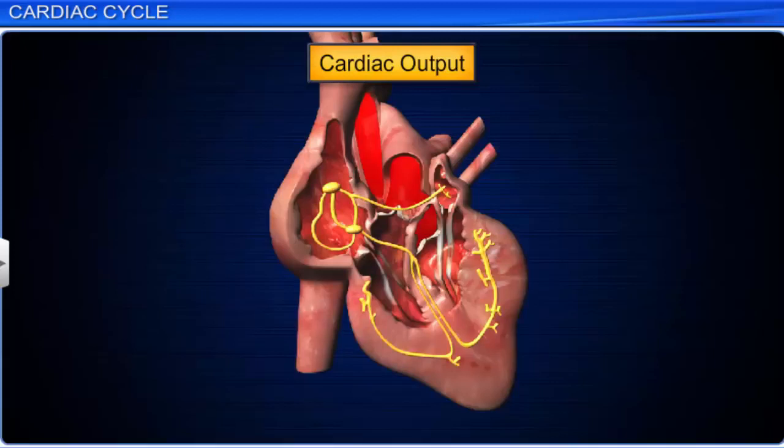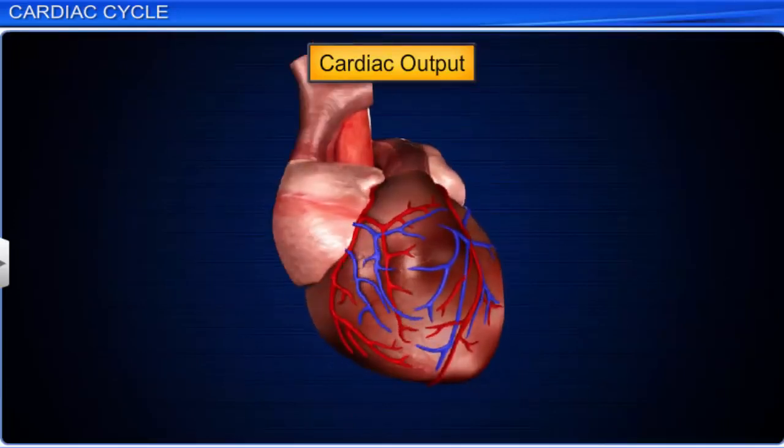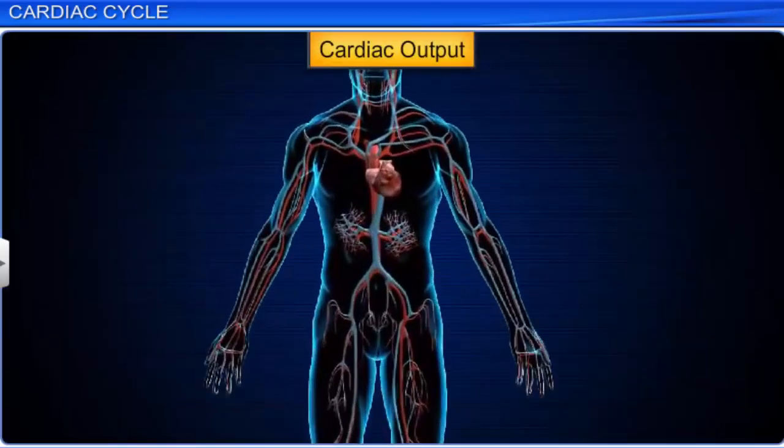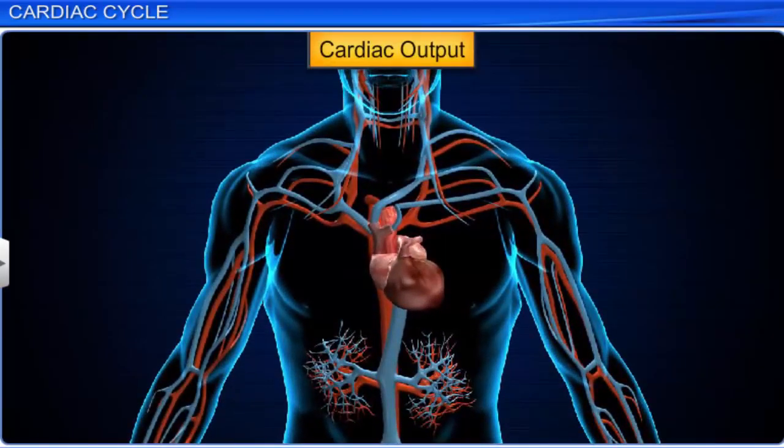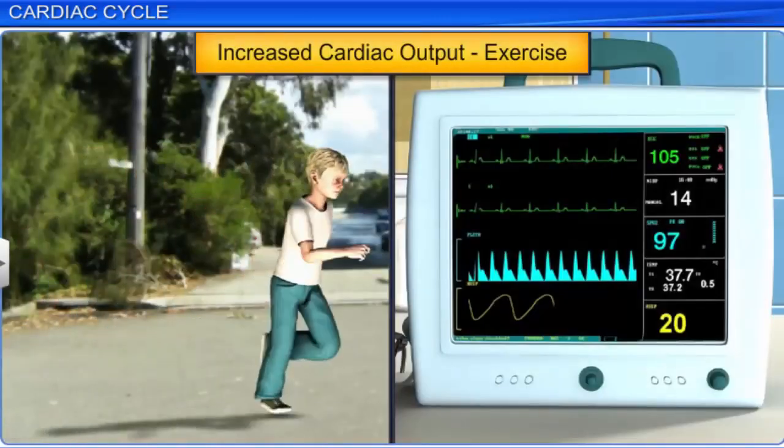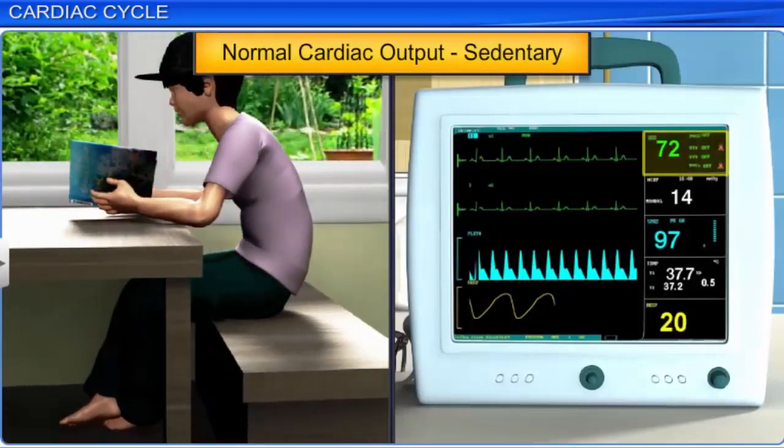Normally, each ventricle can pump around 70 milliliters of blood per minute, which is also called the stroke volume. So, cardiac output equals the product of the stroke volume and the number of beats per minute. In a healthy individual, the cardiac output is 5 liters per minute. But our body has the ability to increase cardiac output by 4 to 5 times during exercise and decrease it to return to normal at rest.